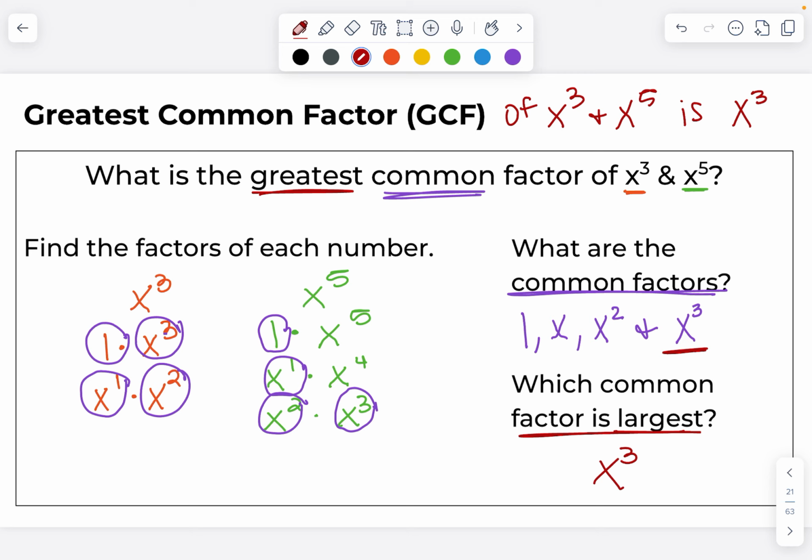So if you notice, x cubed, which is our greatest common factor, is one of the terms that we started with that we were looking at. It was the term that had the smaller exponent. If we look at these two exponents, 3 is less than 5. So that means that this is going to be that greatest common factor every single time. And that will be true anytime we have variables raised to exponents. If you look at your list of variables, you look for the smallest exponent, and that's going to be the GCF.